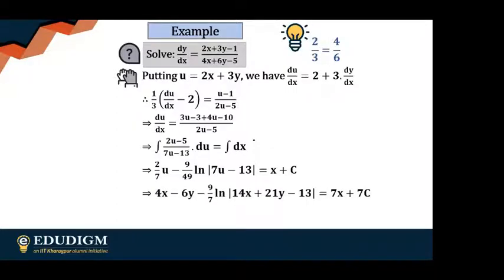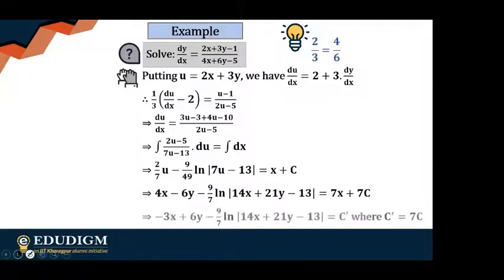So what do we do next? We put the values and that's it. All right, so put the value of u, which is 2x plus 3y, and these things will be sorted. So I hope this is all right with all of you. Just check whether you have any doubts or not. Let me know in case I can help you out with any other things here. So that's it from this one.